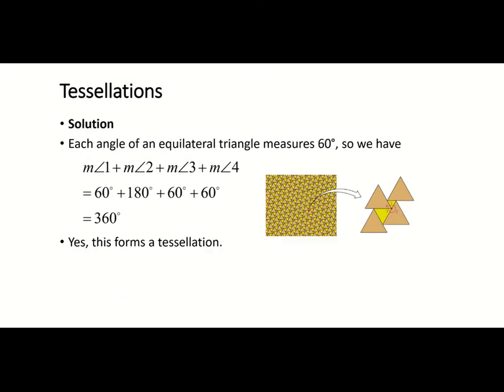All right, so again, we know with an equilateral triangle, all angles equal 60 degrees. So the measures of angles 1, 4, and 3 are angles in an equilateral triangle, so they are going to equal 60 degrees. And then angle 2 is a straight angle because it's on the side of the triangle, so it's going to equal 180. And if I add 180 plus 60 plus 60 and 60, you do get 360 degrees. So even though we have 3 different sizes of triangles here, they do form a tessellation, and they are a tessellating pattern.